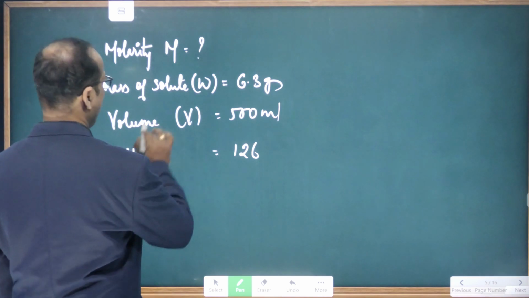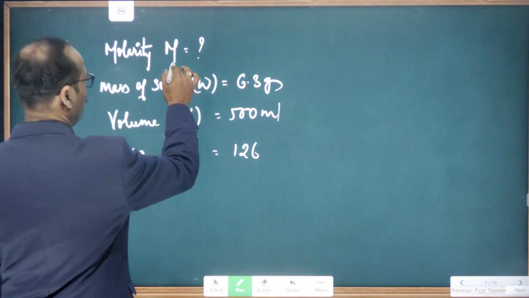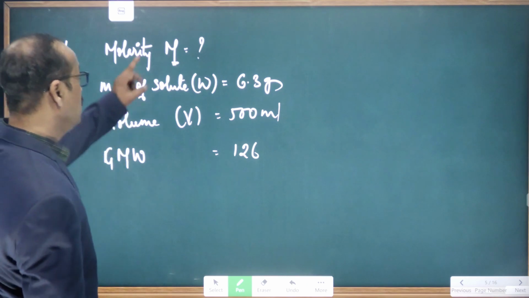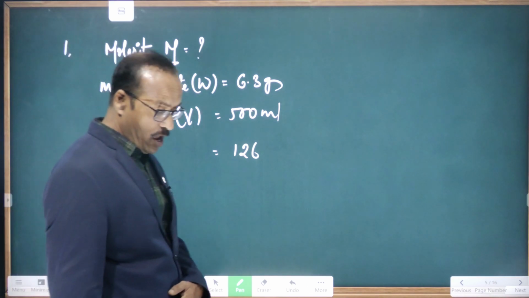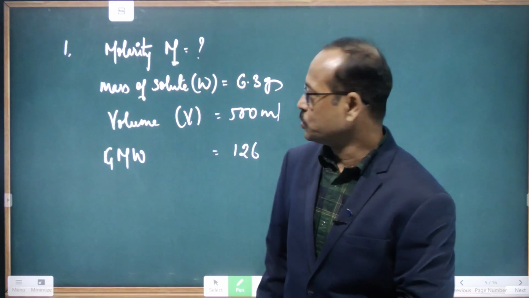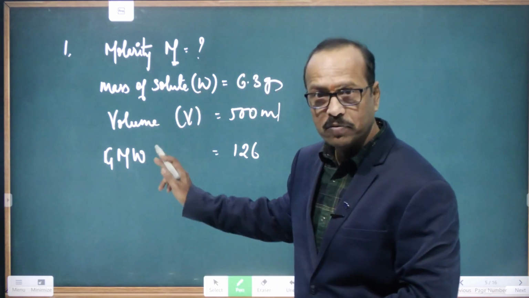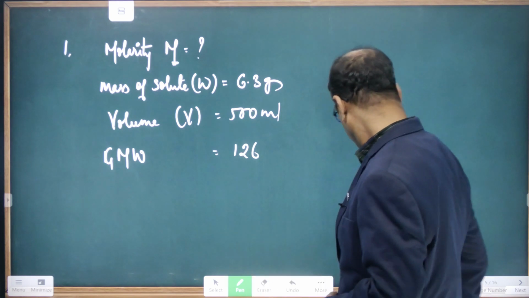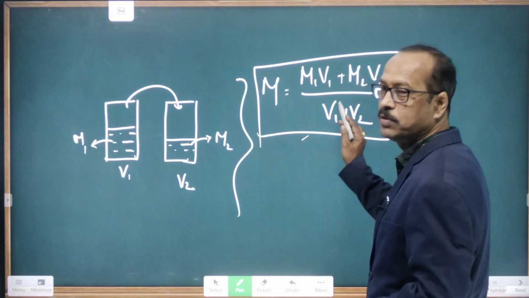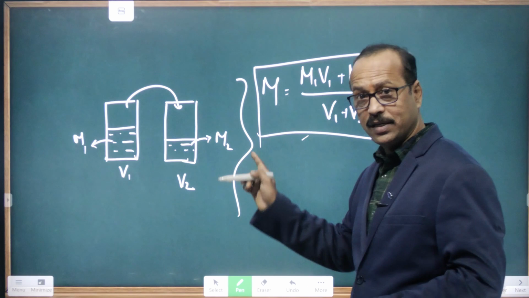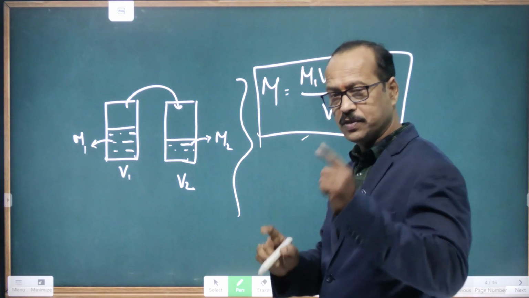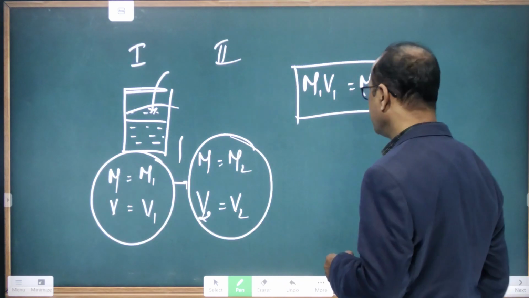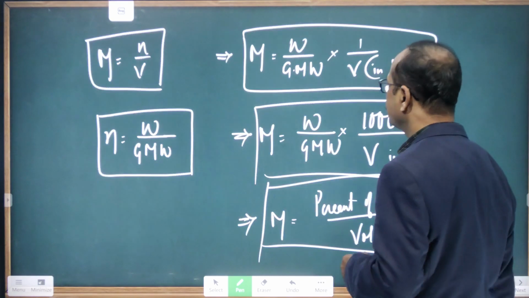So, now we have 3 values, the fourth one we have to calculate. We need to calculate the molarity. We have the mass of the solute, meaning weight of the solute, volume of the solution and gram molecular weight of the solute, right. So, which formula is suitable now? Is this formula suitable? No. This is the condition when we have two solutions of the same solute, but we have only one solution, right?